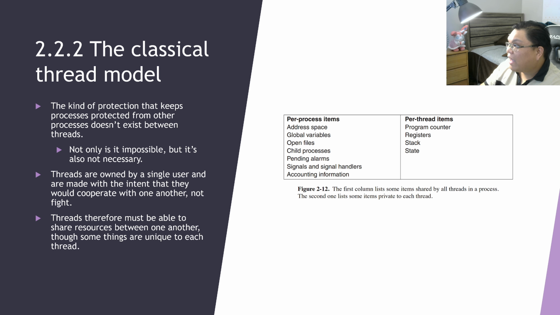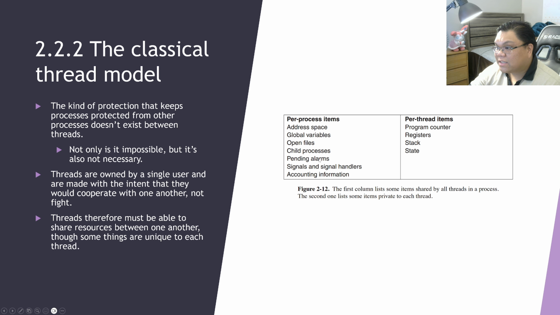This does not apply to threads. So there are no protection mechanisms like that on the level of threads. Not only is this kind of protection impossible, but it's also not necessary, because threads are owned by a single user, and threads are made with the intent that they cooperate with one another, not compete for resources. Threads, therefore, must be able to share resources between one another. Though, even with all that, there are a few things that are unique to each thread, such as the thread ID.